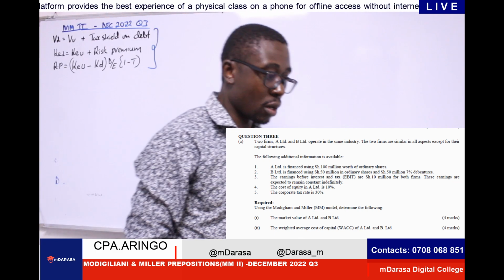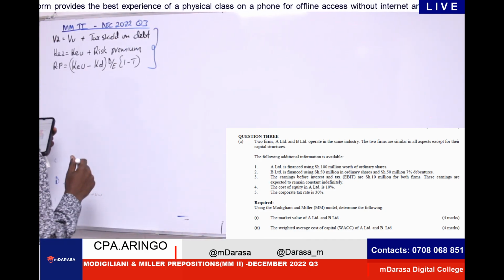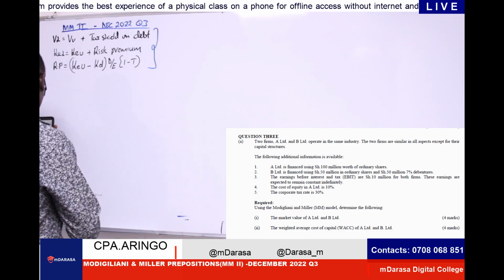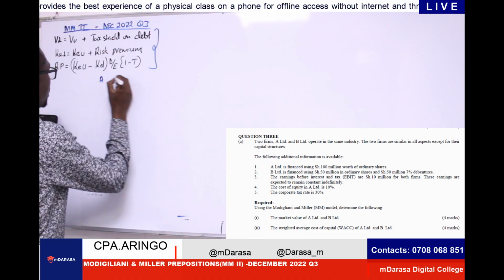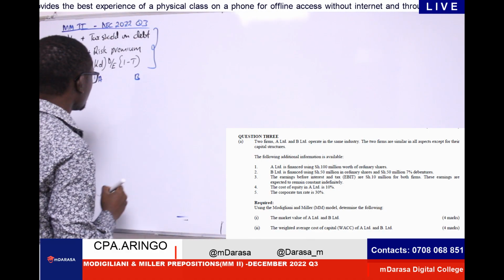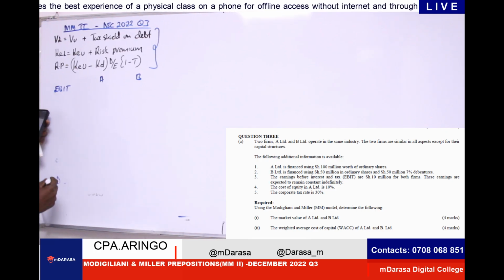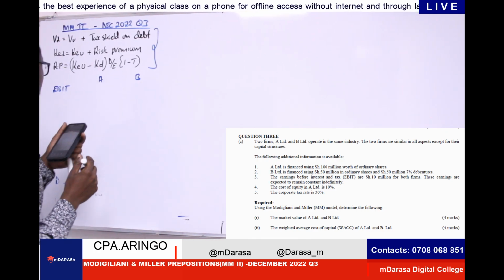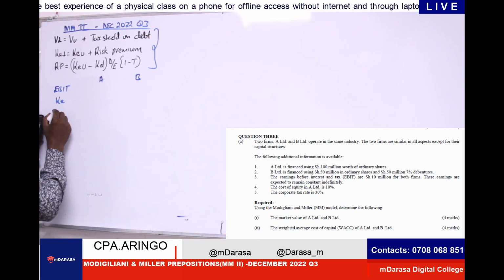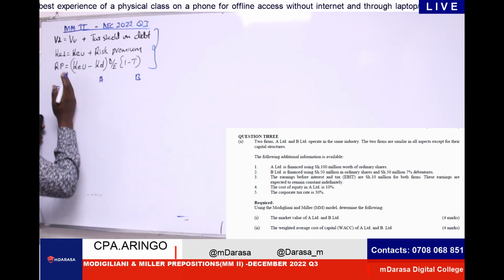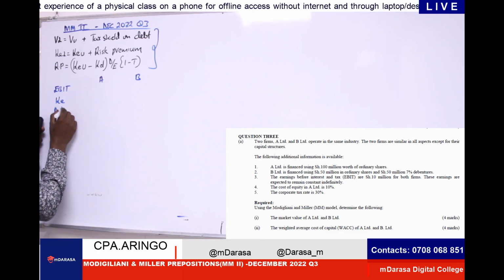So back to our question, let us see. We are given two firms. I'm given firm A and firm B. So for firms A and B, let us talk about our EBIT, earnings before interest and tax, our cost of equity, which is our KE, and our debt component.